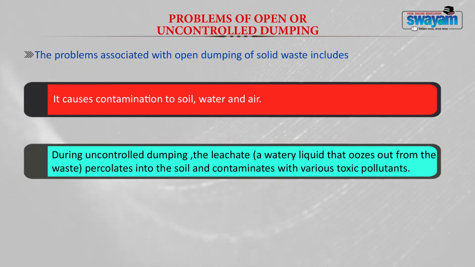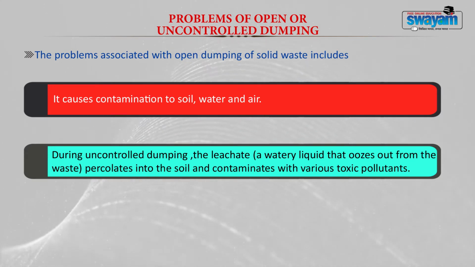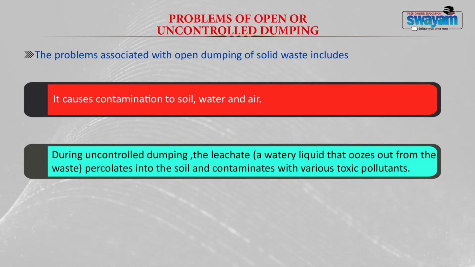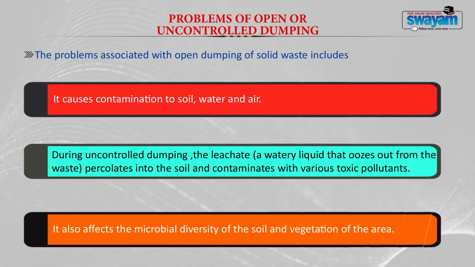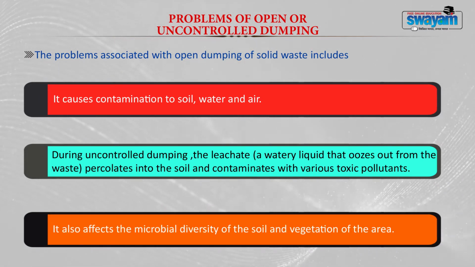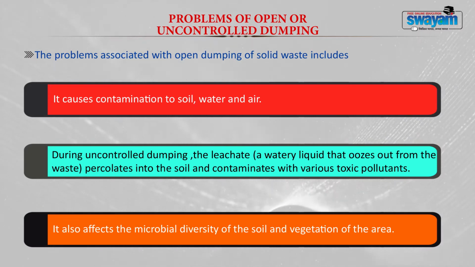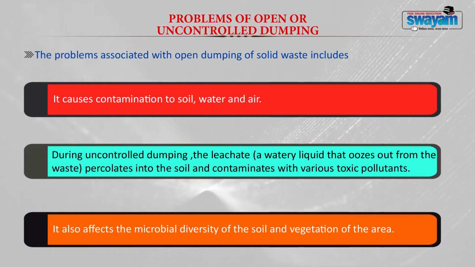Through soil, it slowly infiltrates and then enters into the water body, and when it enters into the water body, it will again contaminate your groundwater, and when it is carried away by rain, it will contaminate your surface water. So, the watery liquid, when it percolates into the soil, carries a lot of contaminants and various toxic pollutants. Once it enters into the soil, it affects the diversity of microbes present in the soil, and also disturbs the vegetation of that particular area.